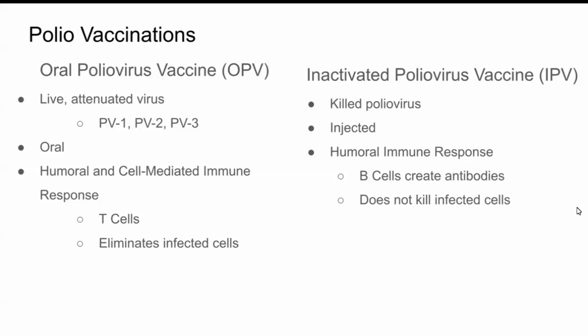The oral poliovirus vaccine is a live attenuated virus. The vaccine contains the three strains, except they're mutated so that it's weakened. And then it is given orally. And it also produces a humoral and cell-mediated immune response.